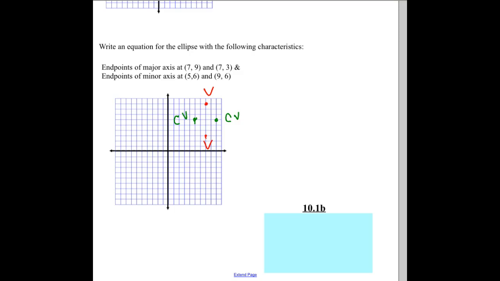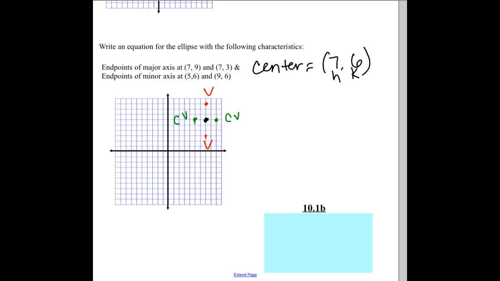Yes? Can you tell where the center is going to be for this one? Right? If you cut your major axis, minor axis, look where they intersect. That would be your center. So in our case here, it would be that point. Yes? Okay, so what's my center? What are the coordinates? 7, 6? Okay, so I found my h and my k value, and we also need A and B.